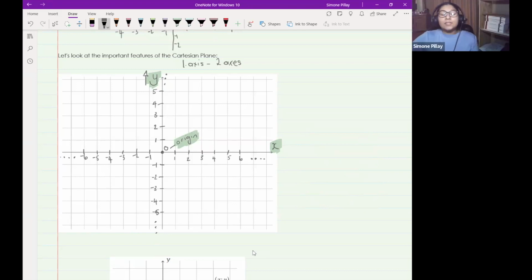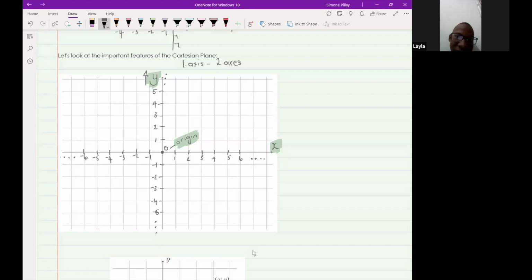Yes. Well, let me show you, Leila. Stay here with me. You can just mute yourself for now. What I want to show you guys is, now that we have set up our Cartesian plane, this is basically just setting it up. Now I'm going to show you how we actually use the Cartesian plane.